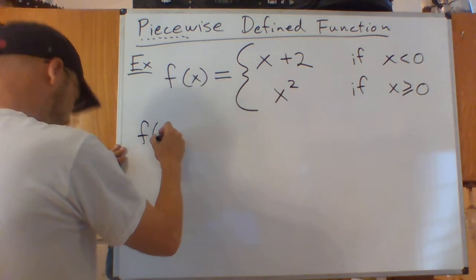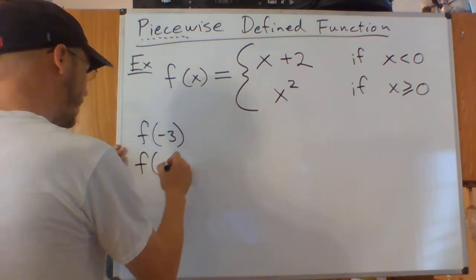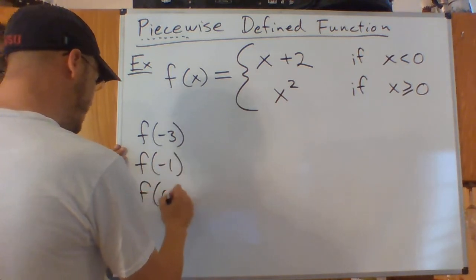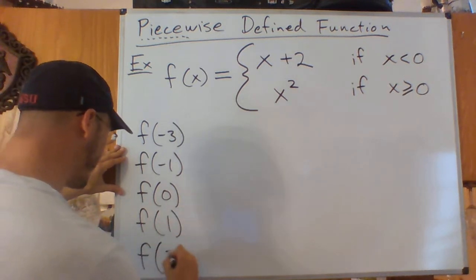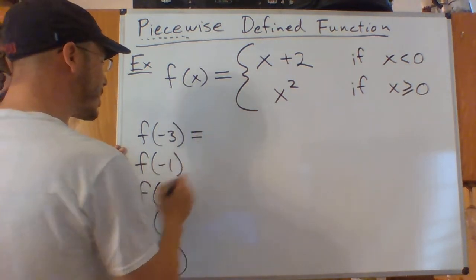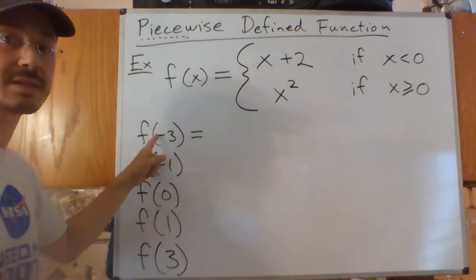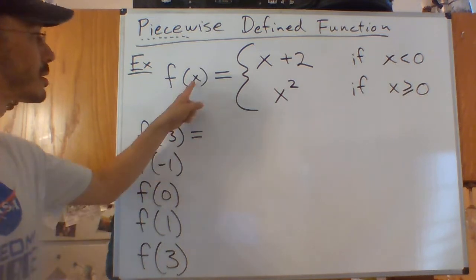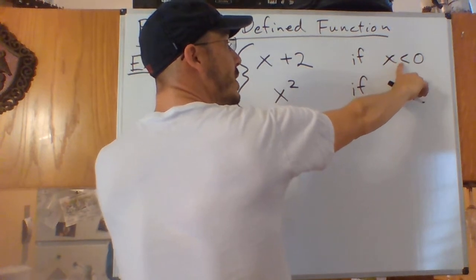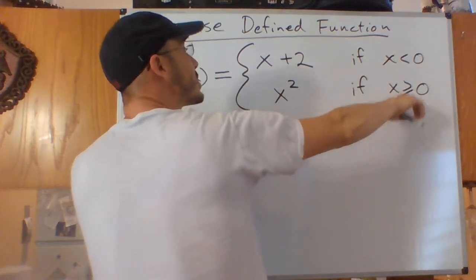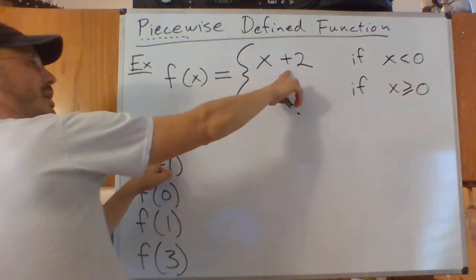Let's evaluate this function for a few input values. I'm just going to pick some. We're going to find f of -3, f of -1, f of 0, f of 1, and finally f of 3, just to see a few values of the function. So f of -3, x is -3. That's not where I need to look, though. What I need to look at is right here. -3 is less than 0, not greater than or equal to 0, less than 0. So I use this formula for -3.